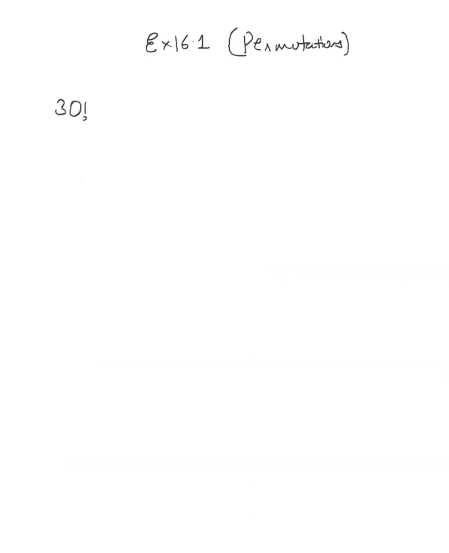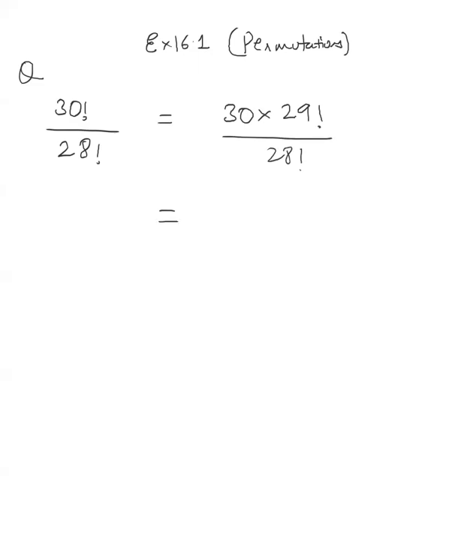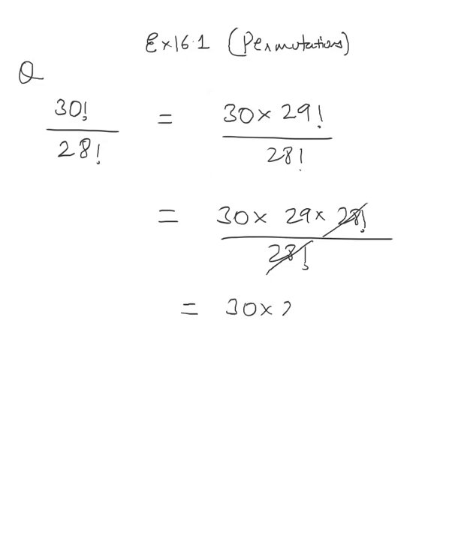30 factorial upon 28 factorial. What you have to do is, this 30 factorial, you can write it as 30 into 29 factorial. And one more step, if you take 30 into 29 into 28 factorial upon 28 factorial, this will become 30 into 29. This is the answer. Understand or not? Easy, na? So I am doing questions so that you understand the strategy.